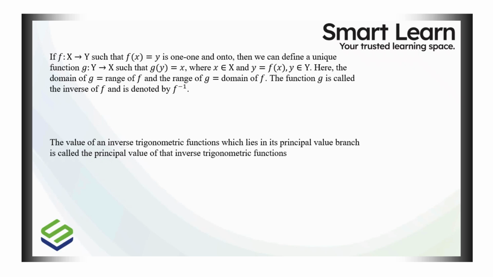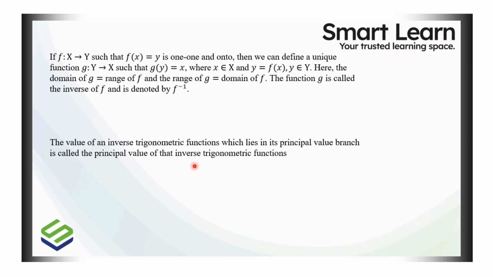Like here, f is a function from x to y such that f of x is y, one-one and onto; that we will study in the first chapter. And we can define a unique function g from y to x such that g of y is equal to x. The domain of g is the range of f and the range of g is the domain of f. So the function g is called the inverse of f and it is denoted by f inverse.